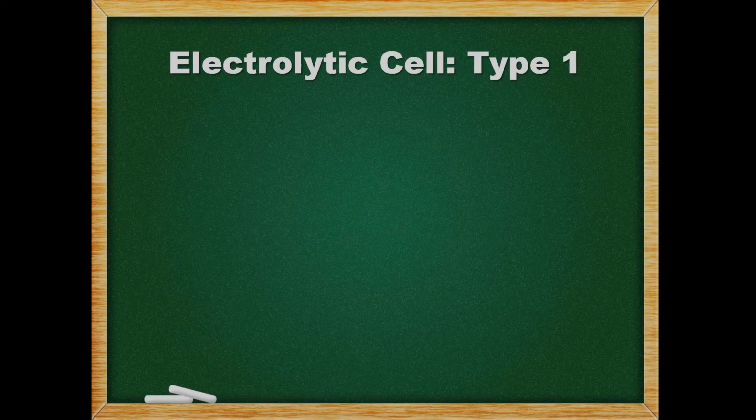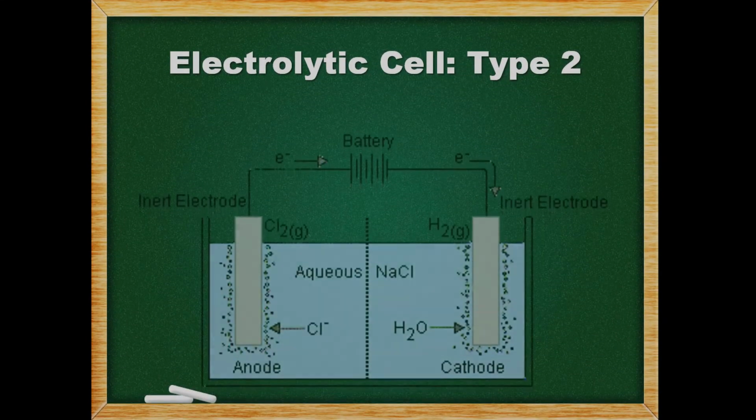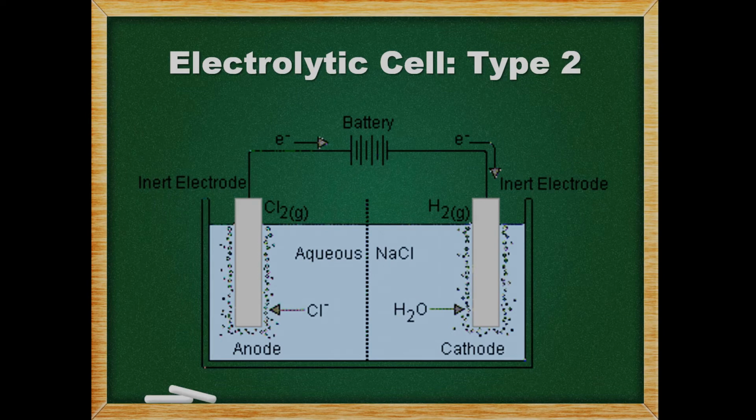3 different kinds of electrolytic cells exist. In type 1 cells, there are inert electrodes, typically graphite or platinum, immersed in a molten ionic compound. The molten ions are the only things that can be oxidized or reduced. In type 2 cells, there are inert electrodes, typically graphite or platinum, immersed in an aqueous ionic solution. The ions and water are the only things that can be oxidized or reduced.